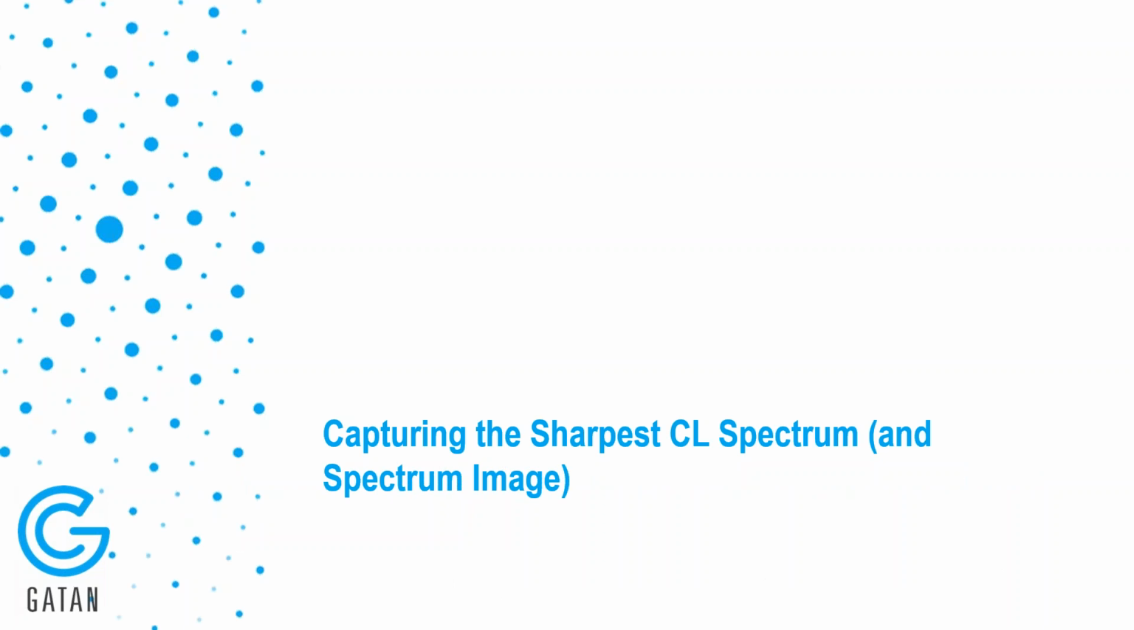Okay, so that's spatial resolution covered. There are lots of other analysis modes available with modern day CL detectors, and so I'm going to cover some of those in the remainder of the talk. And the first type of analysis that I'm going to cover is spectroscopy, so capturing the sharpest CL spectrum, and also spectrum images, or hyperspectral data, which is a type of data set where we have all of the spatial and spectral information contained within a single data set.